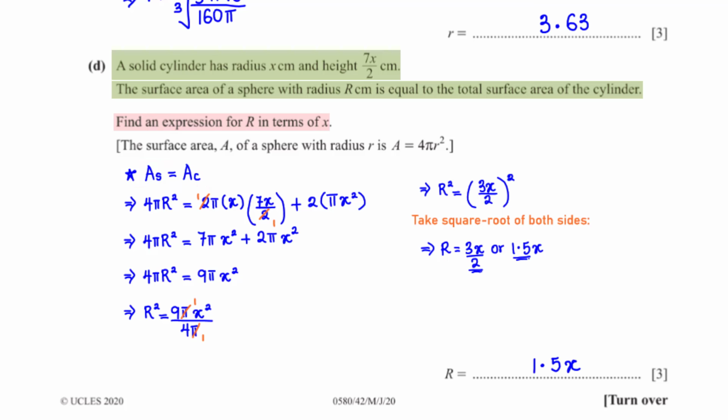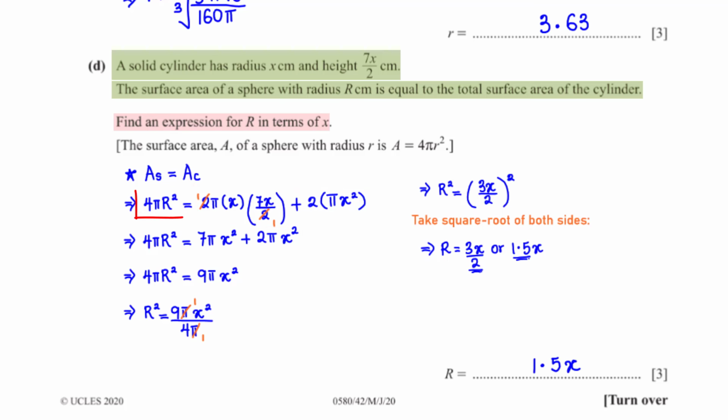The cylinder has been described as a solid cylinder, and so for its total surface area, we need to take into account the surface area of the two circles above and below the cylinder, which gives us 2 times pi r squared, where r has been given as x. In addition to the curved surface of the cylinder, which is 2 pi r h, where r has been given as x and h has been given as 7x/2.